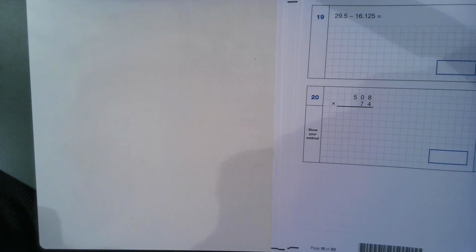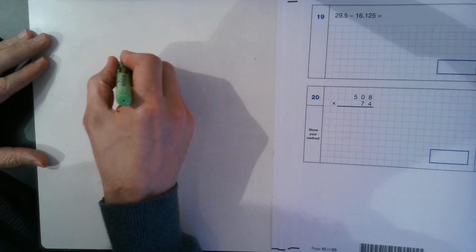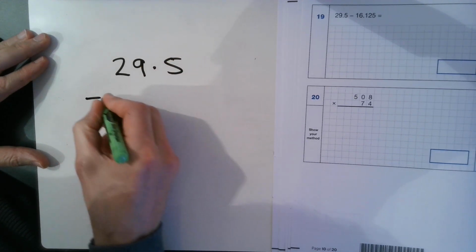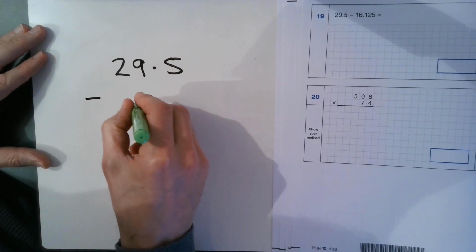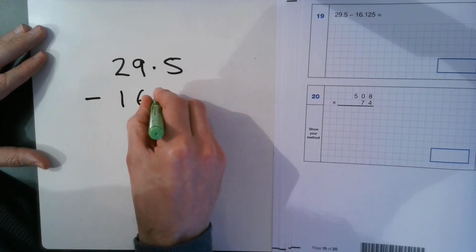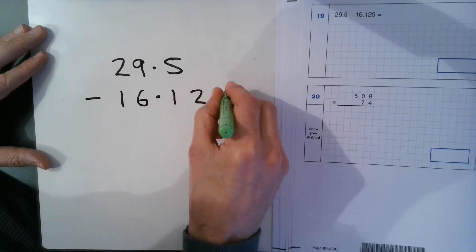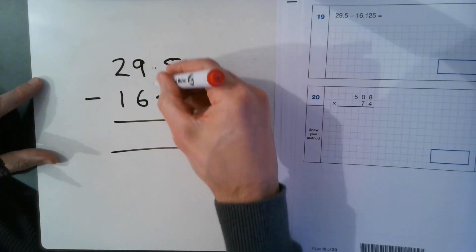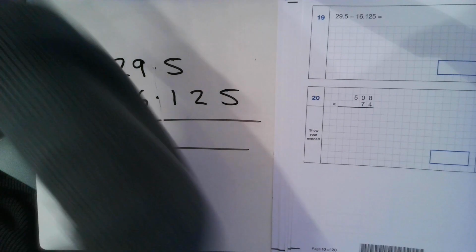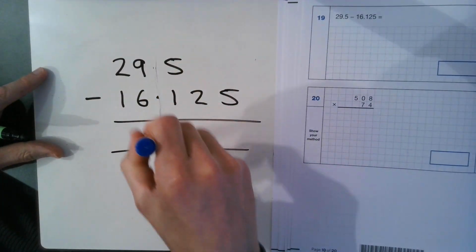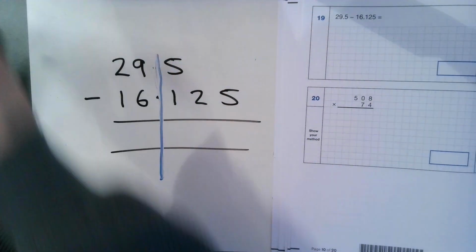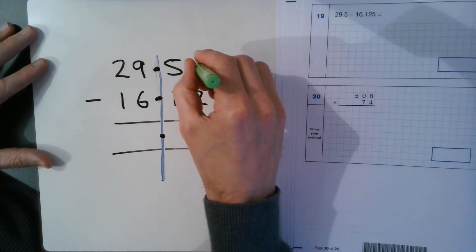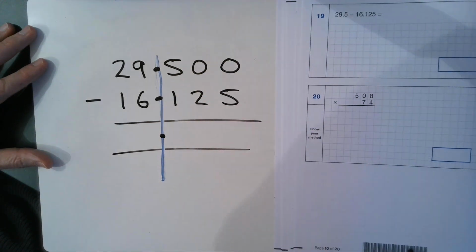So the first question here, 29.5, and we're going to subtract 16.125. When you set this out, it's important to make sure all your decimal points are in a straight line. So decimal point, decimal point, decimal point. I'm going to put a couple of zeros in here just to help.